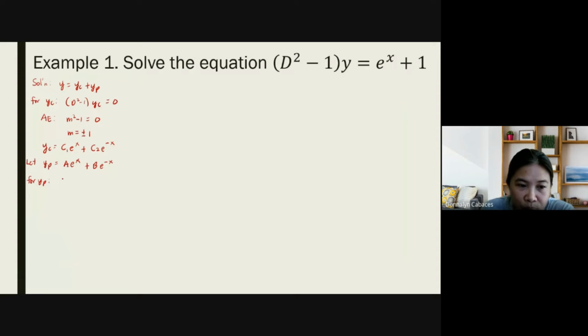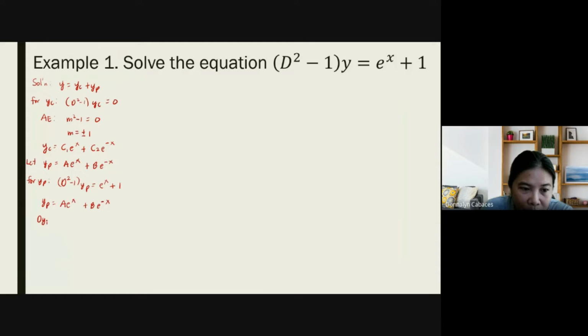So for our yp, from the given differential equation, you have (D squared minus 1) yp is equal to e to the x plus 1. We have here already your yp that we have formed from our yc. Again, we just change c1 to a and c2 to b. Our given differential equation calls for the second derivative of yp, so having this yp of a e to the x plus b e to the negative x, we now determine up to its second derivative.